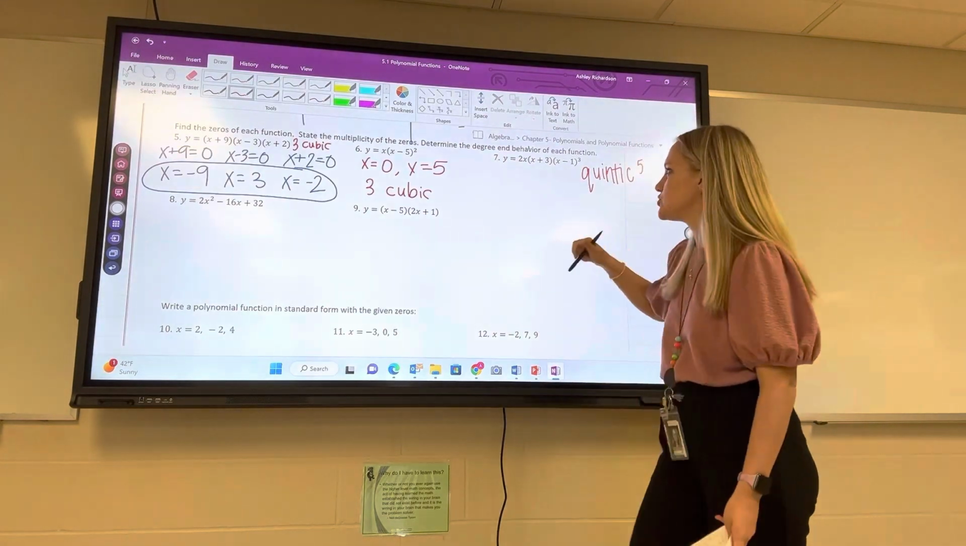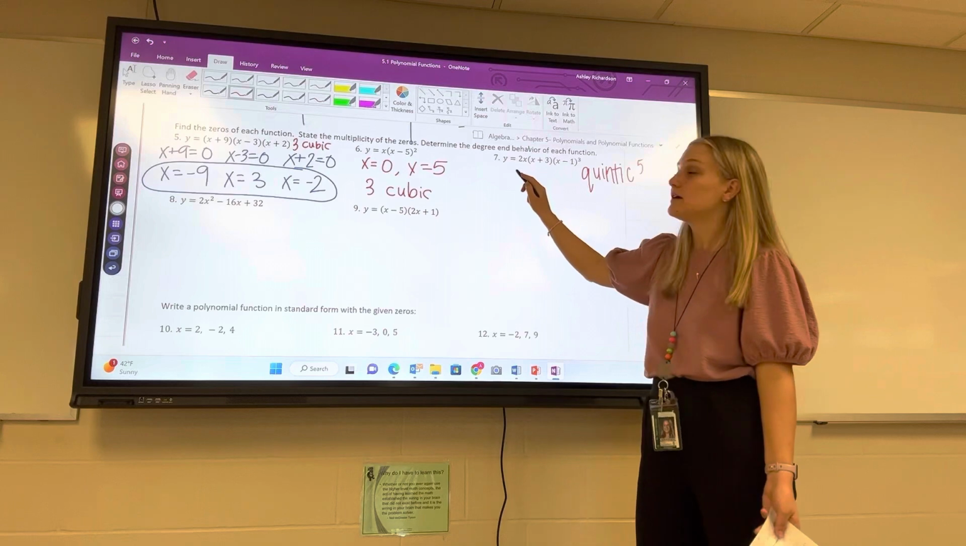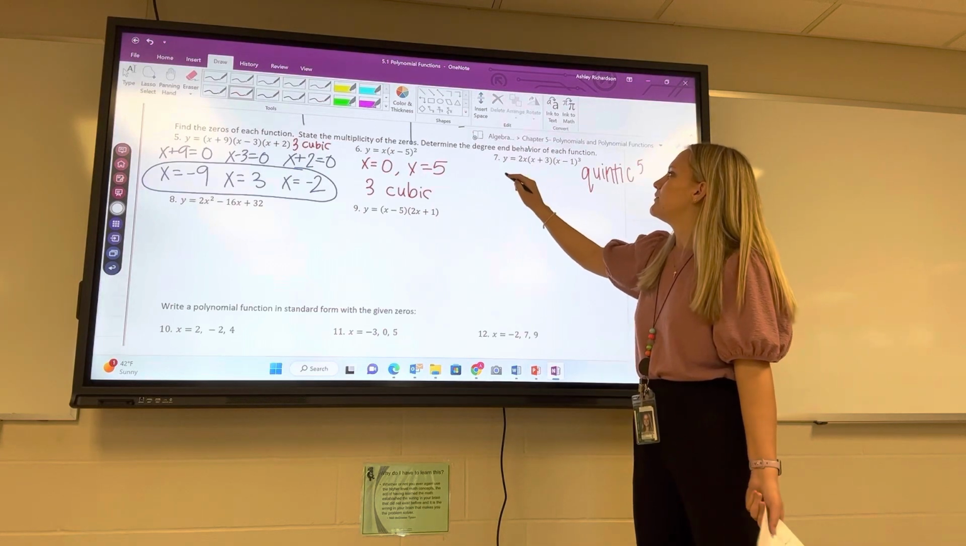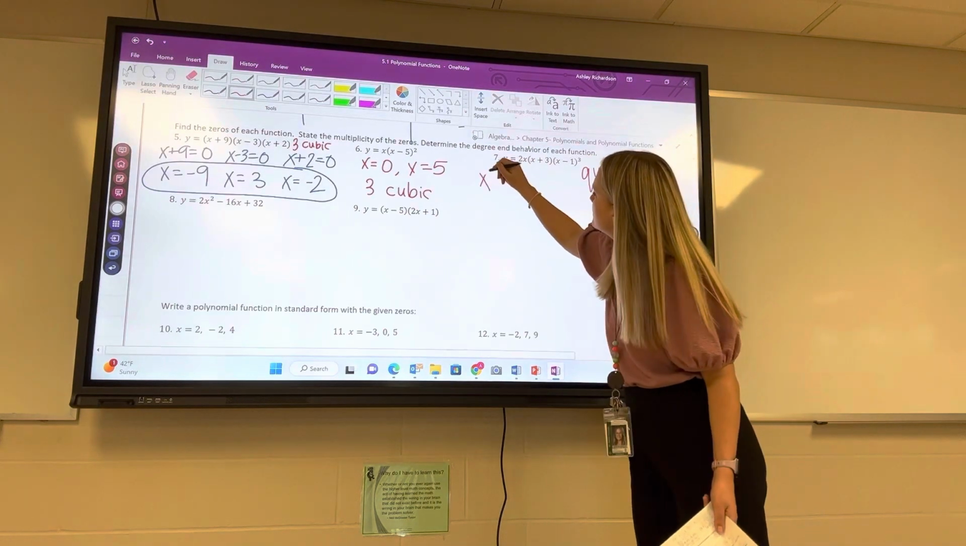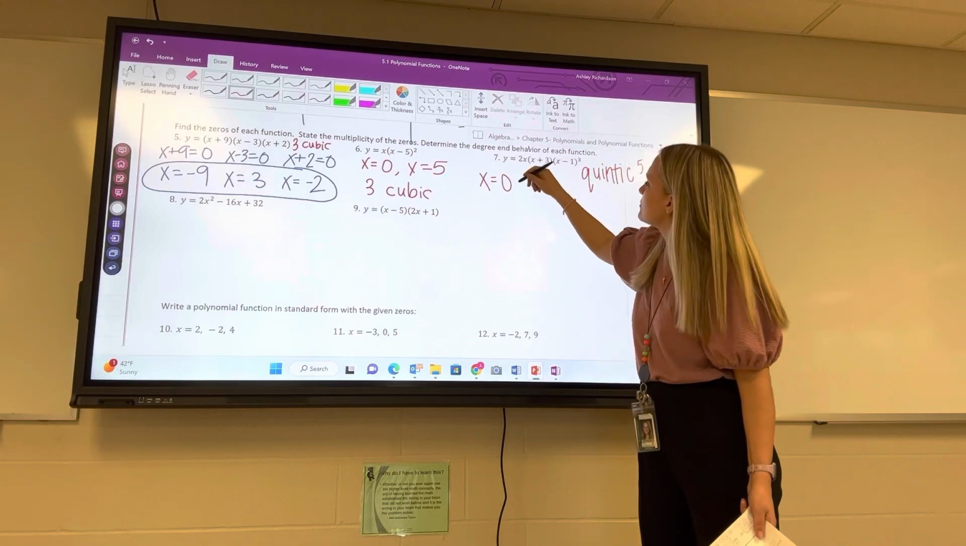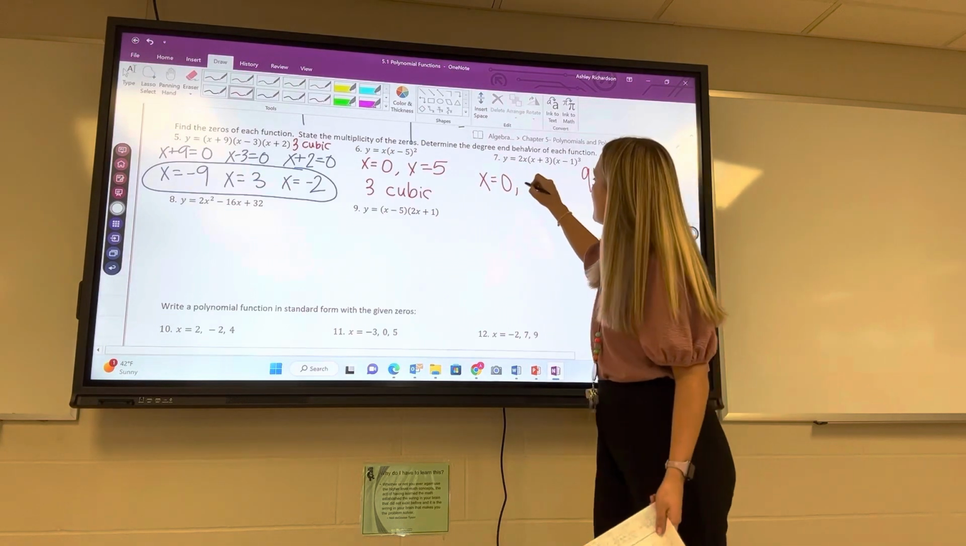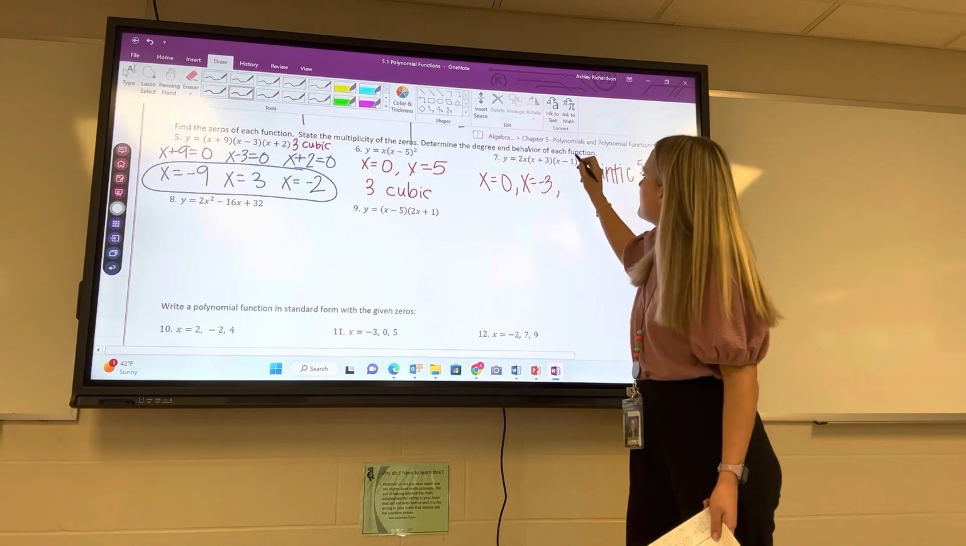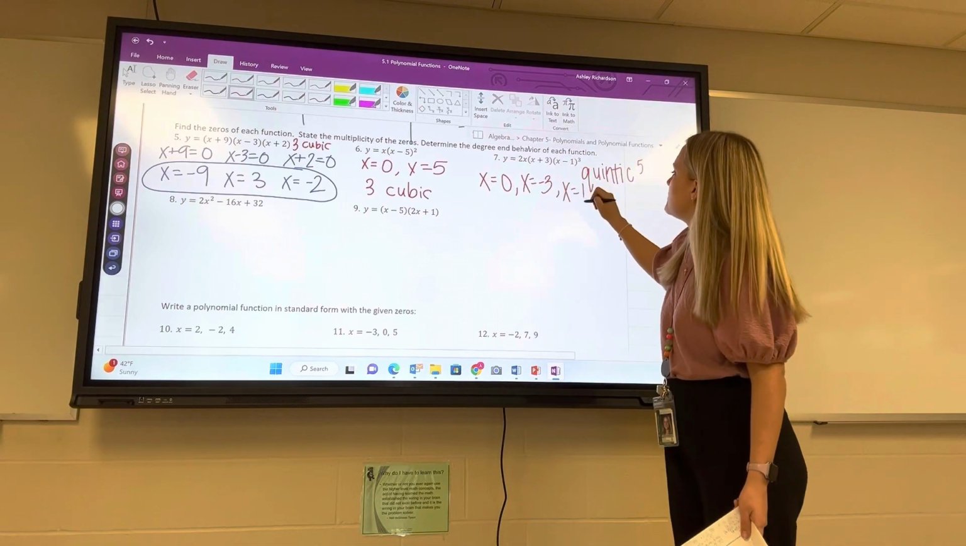And then I'm just going to set each thing equal to 0 and solve it. So 2x equal to 0. Well, then x would just be 0. If x plus 3 is 0, x would be negative 3. If x minus 1 equals 0, x would be 1.